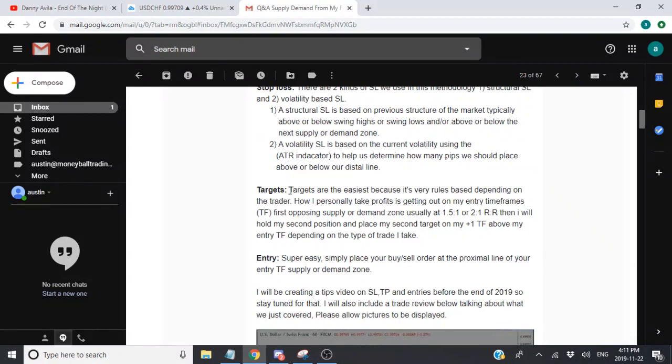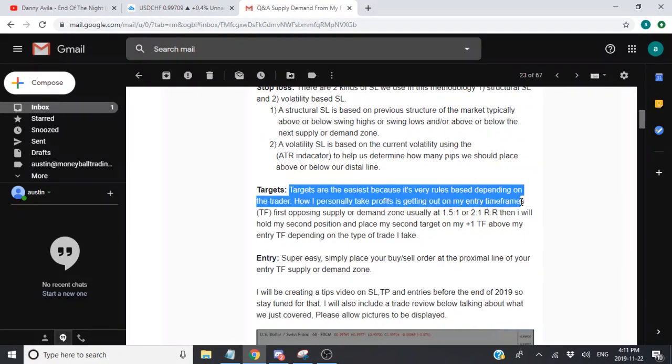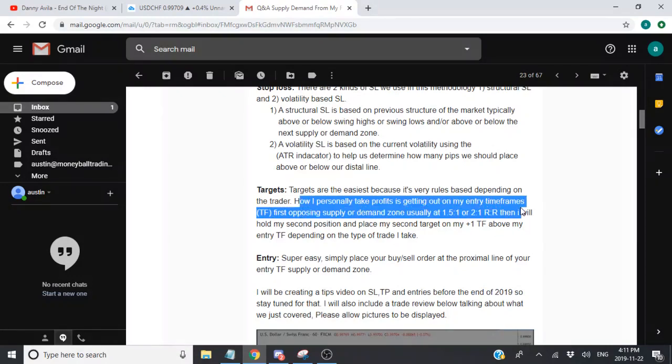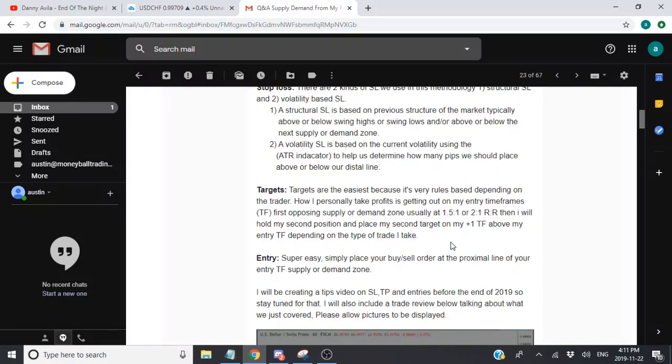Targets. This is easy. This is the easiest because it's very rule based depending on the trader, like we just discussed. How I personally take profits is I get out at my entry time frame at the first opposing supply or demand zone, usually at 1.5 to 1 or 2 to 1 risk reward. And then I will hold my second position on my second target to a +1 time frame, that's higher than my entry time frame. So if I'm buying on the 1 hour, I'll hit my first target on my 1 hour, and then my second target is like the home run trade. That will be on my higher time frame.